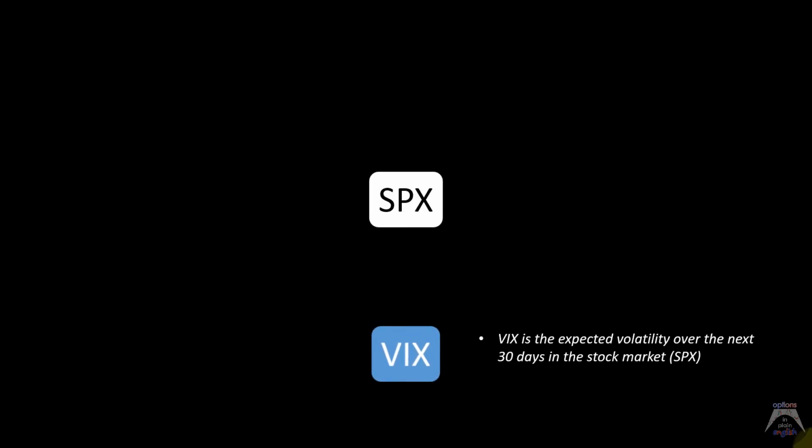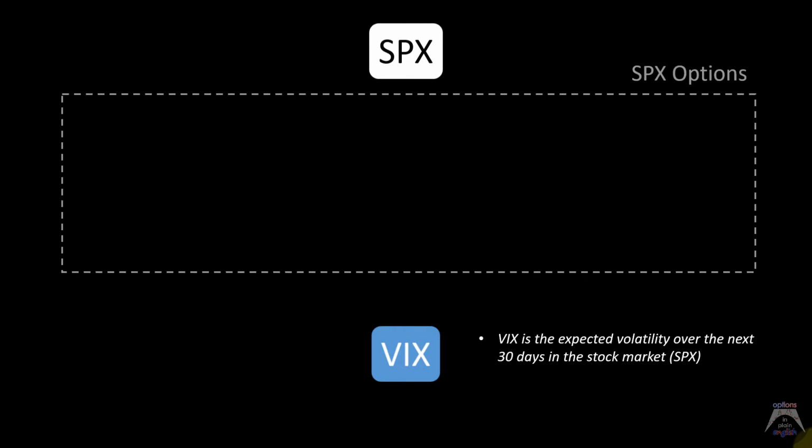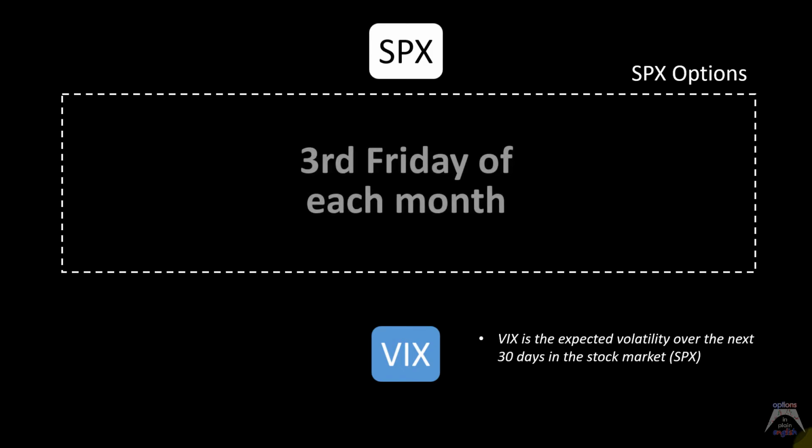So we're going to use SPX to derive a value for VIX. But we're not going to use SPX directly. We're going to use SPX options. And let's talk about SPX options a little bit. As we know, there's plenty of expirations for SPX options. In the past, there used to be only one. There used to be only on the third Friday of each month, you would have SPX options expiring.